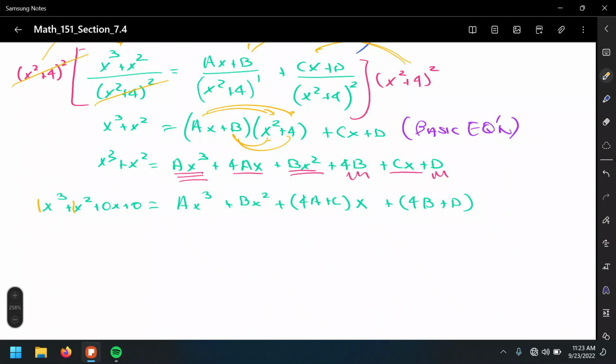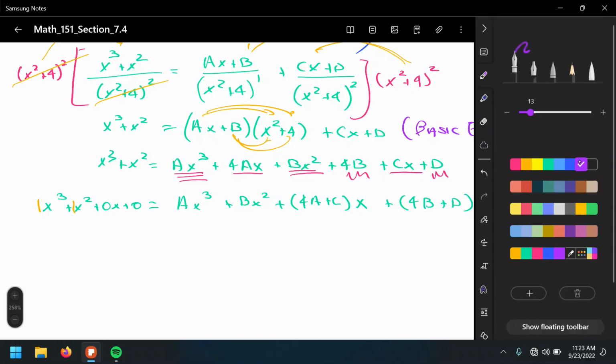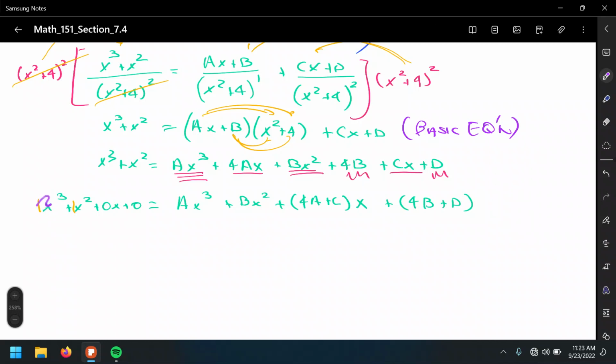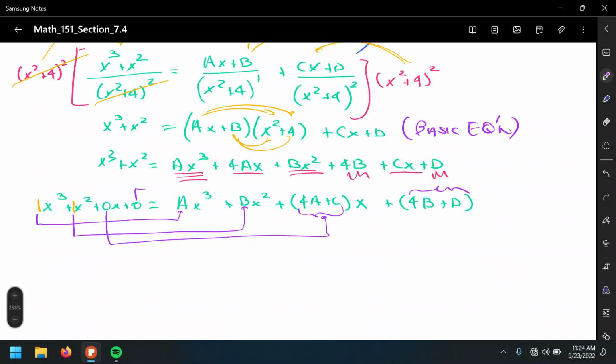So the method of undetermined coefficients relies on equating coefficients, and this is what we're going to do. The coefficient of x cubed has to be equal to the coefficient of x cubed. Why? Because this is an equation, isn't it? Well, so 1 equals a, 1 equals b. The coefficient of x, this whole madness here, has to be equal to 0. And the constant term right here, this whole madness, has to be equal to 4b plus d.